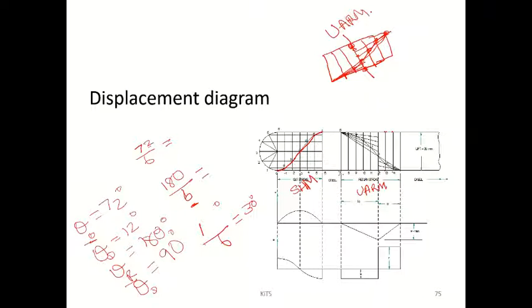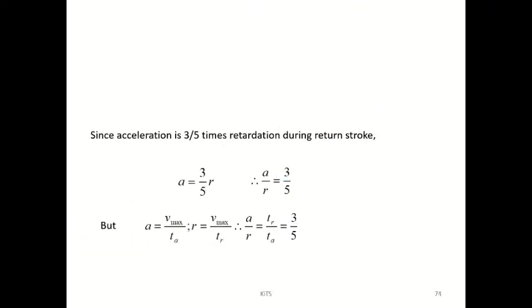But in this question, if you read the question, you can see this point. Acceleration is 3 by 5 times of the retardation. That means acceleration is 3 by 5 times of the retardation. A by R equal to 3 by 5.